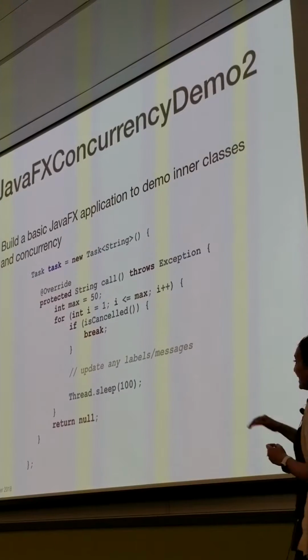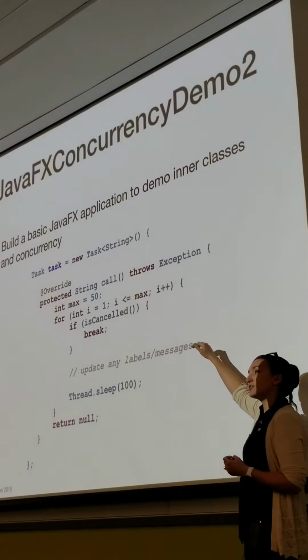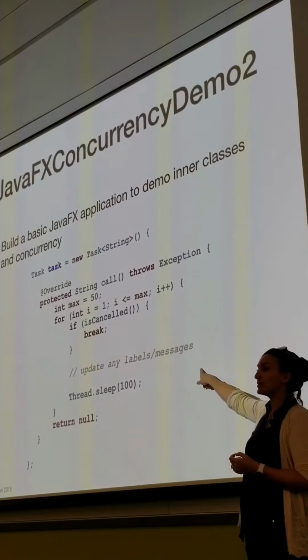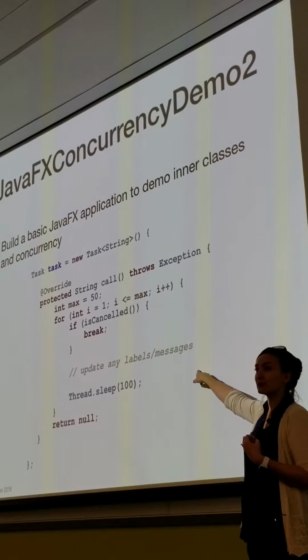And then I can do anything I need to do in this update, so make any changes to labels or messages or anything else that I want to change. Probably the progress bar change I should add in here, so I should get access to the progress bar from that fxml tag.